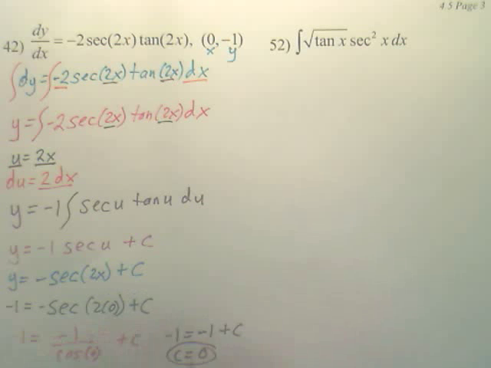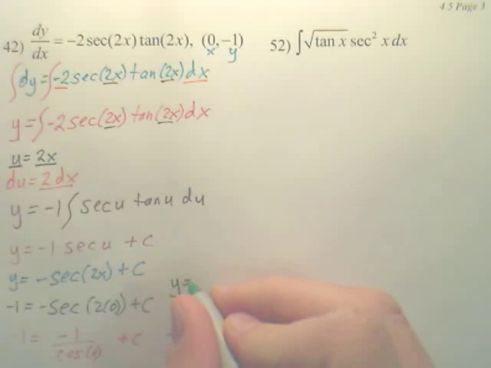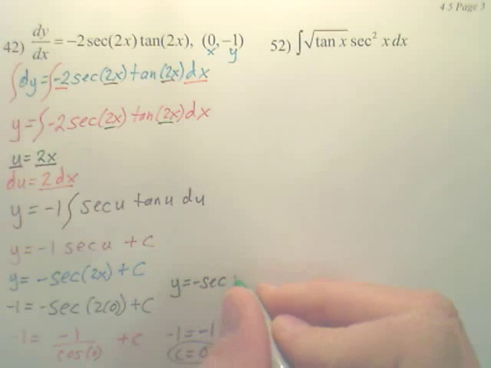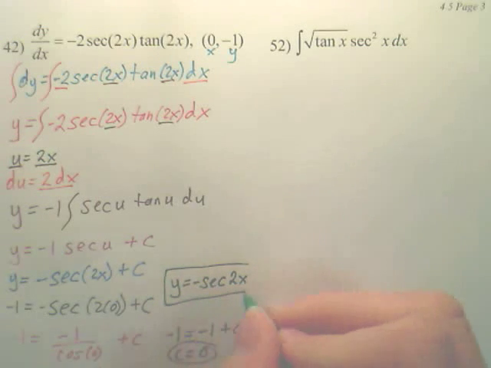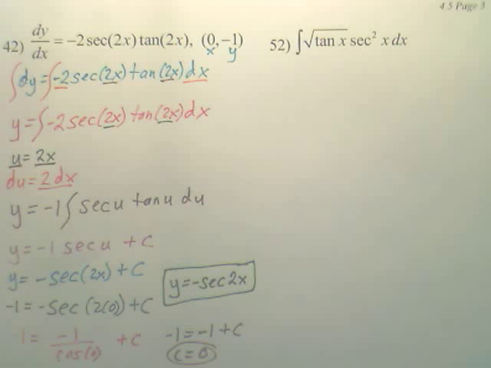So my final answer is y equals negative secant 2x. Do I need to put plus 0? No. I'm done. That is it. The c drops out. My c is 0.